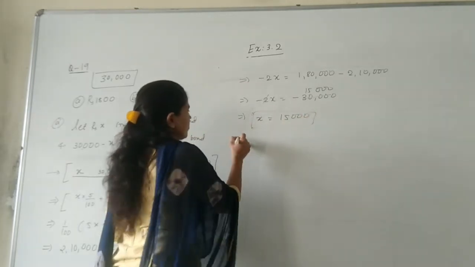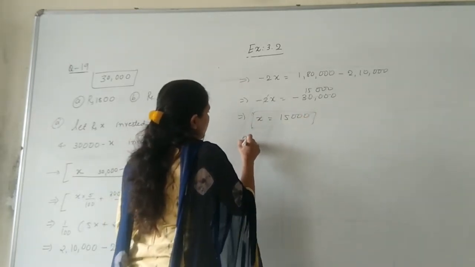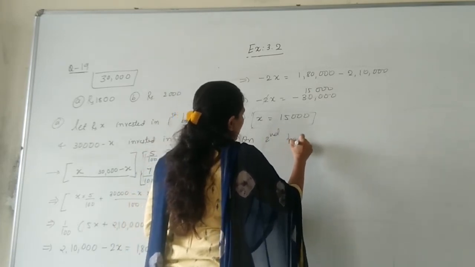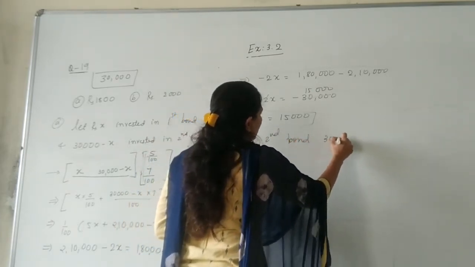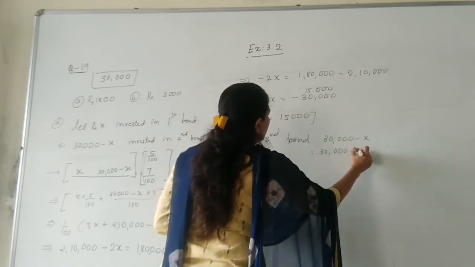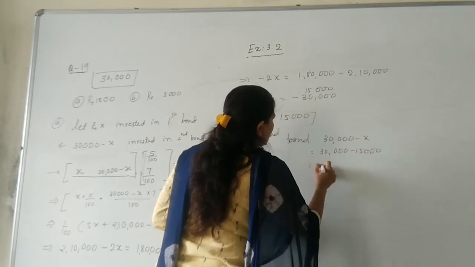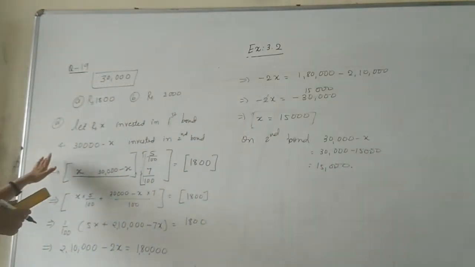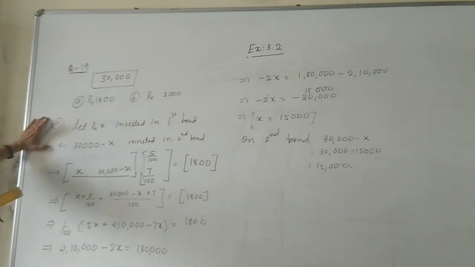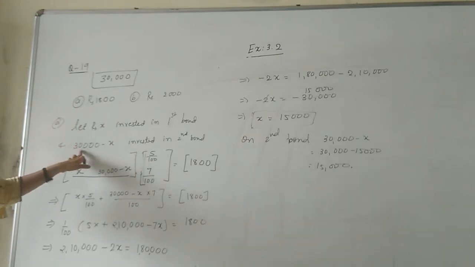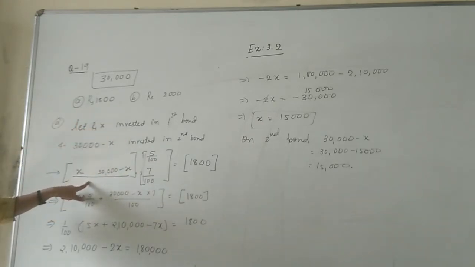Now if x is equals to 15,000, then on the second one, how much invested? 30,000 minus x, that is 30,000 minus 15,000, that is equals to 15,000. So this is question number 19 part A. In A, what you have to do? Just x invested on the first bond and 30,000 minus x on the second bond. Write in the multiplication form.